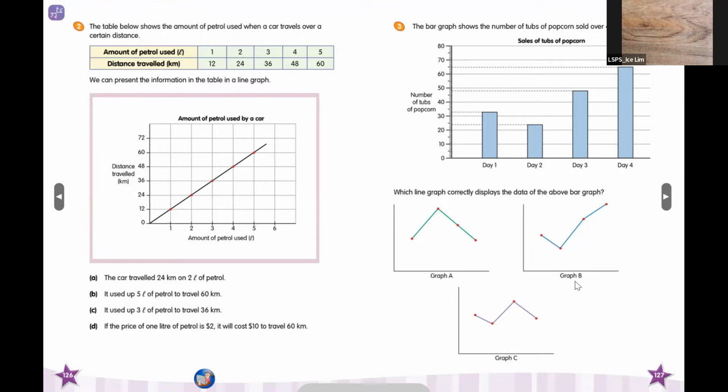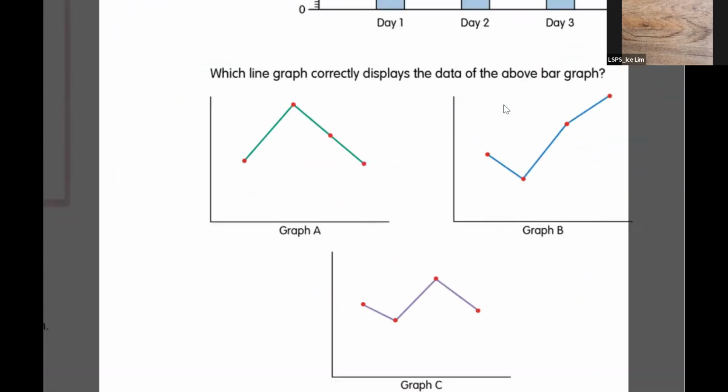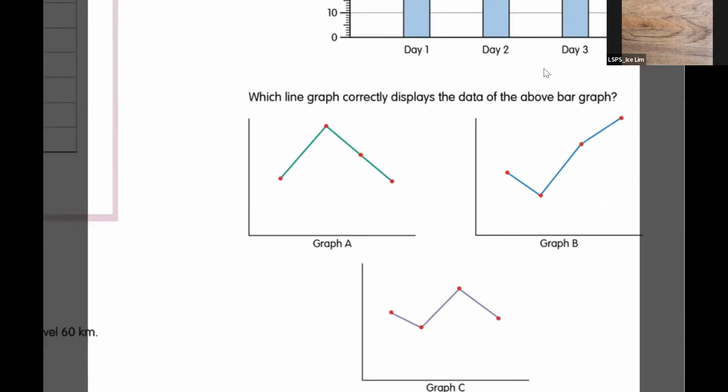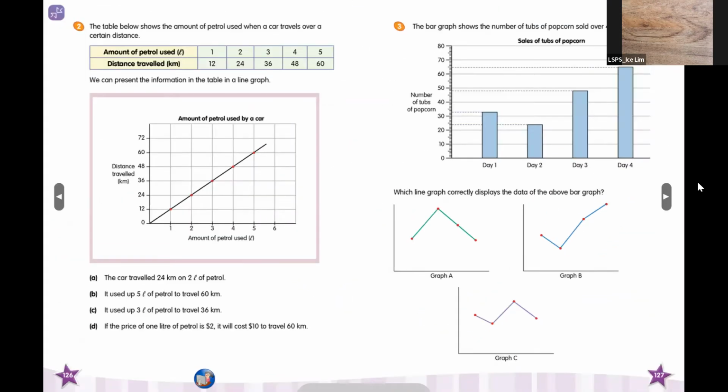Okay. So the answer should be: day 1 is at this number, day 2 it dropped. This one goes up, day 2 it didn't drop. So A is out already, A is gone. So it's either B or C now. Day 2 it dropped, both dropping. Day 3 it goes up, both go up. Day 4 goes even higher. So the answer should be B. Should not be C, yeah?